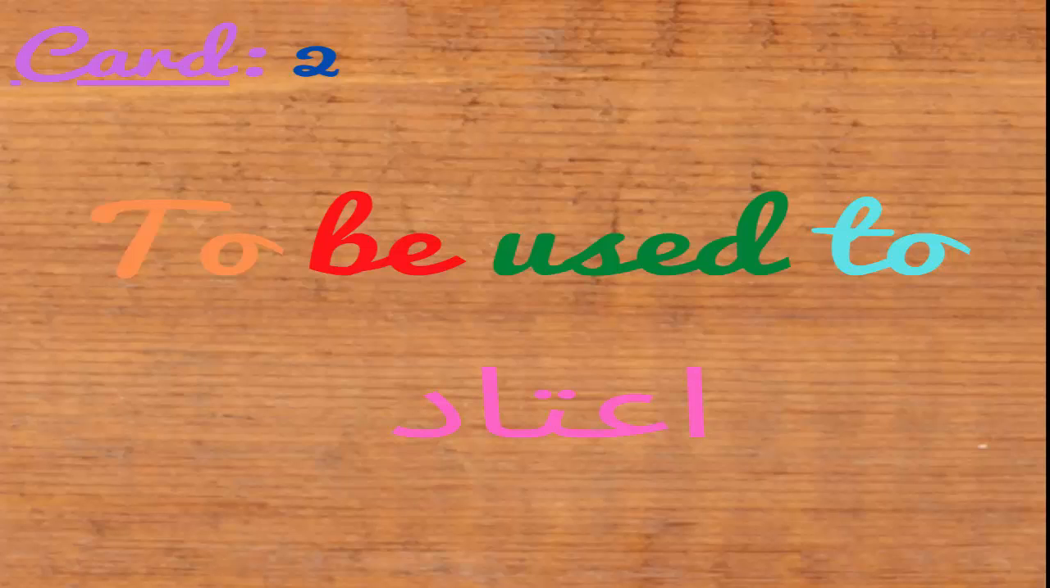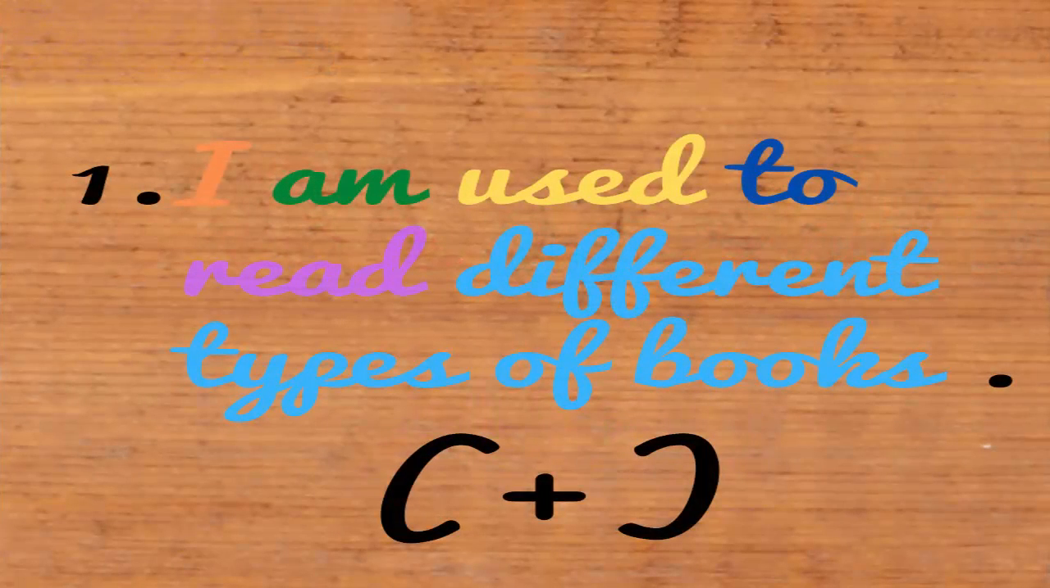So here the expression is "to be used to." Let us give examples. I am used to read different types of books. In this sentence, as you see, we used to be: I am. I am used to read. Here the verb read should stay in infinitive form because of "to."